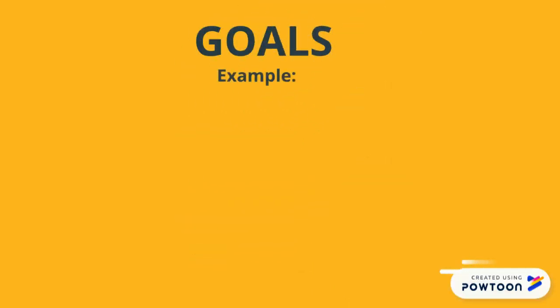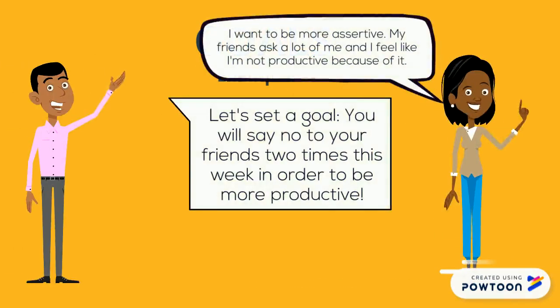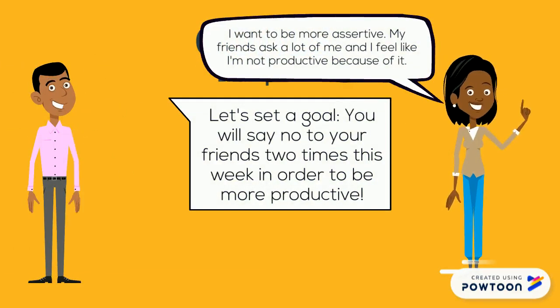Goals need to be clear, specific, simple, stated positively, realistic, and made in collaboration between the helper and the client. The client wants to be more assertive, and as you can see, the helper comes up with a good goal to help her.